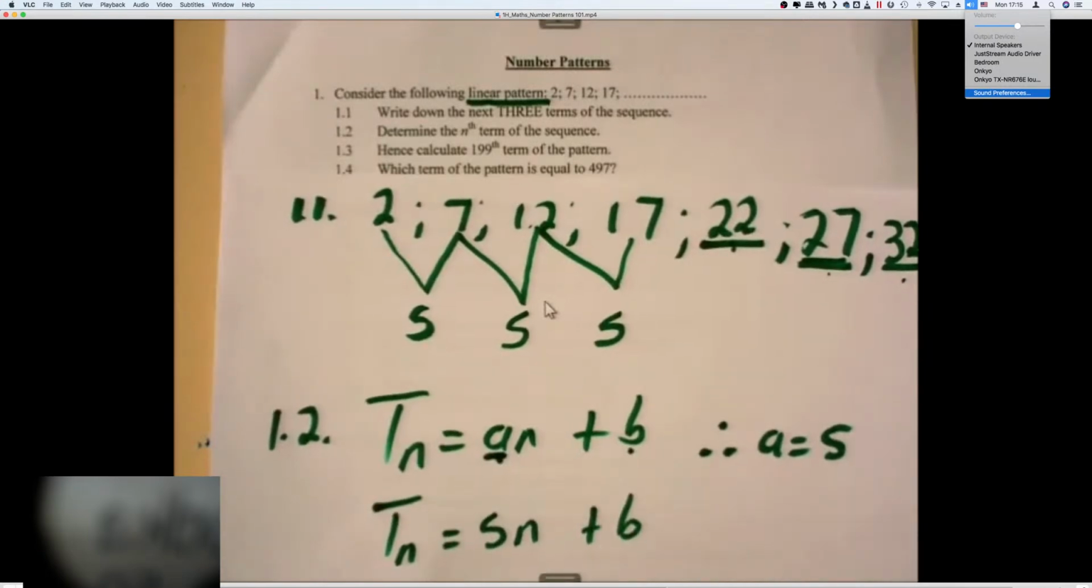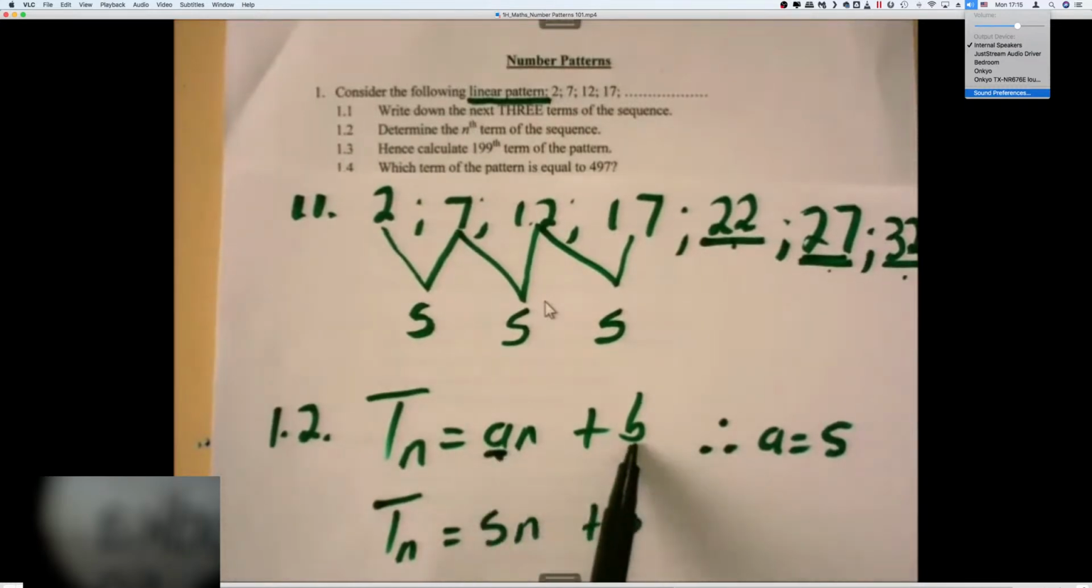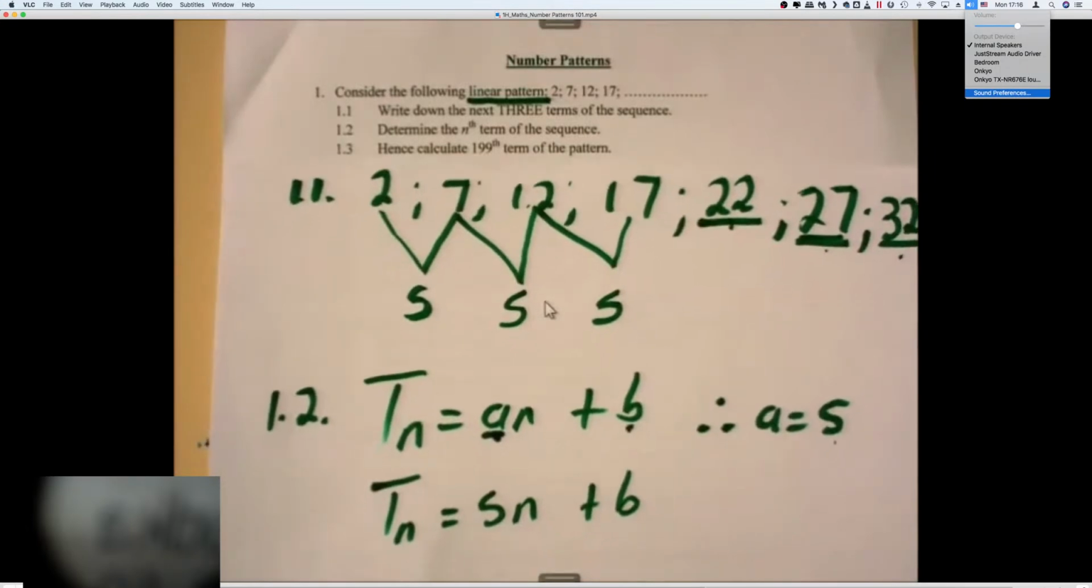The question states determine the nth term of the sequence. Our task is to determine the value of a and the value of b. So fortunately enough, we already have the value of a, because a is the common difference. a is the first difference. So the first common difference is 5. Substitute a by 5, 5n plus b. So the question is, how do we determine the value of b? I hope you still remember. How do we determine the value of b?